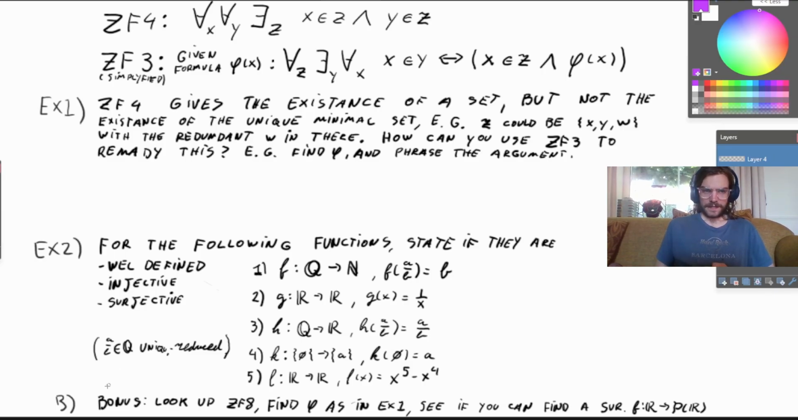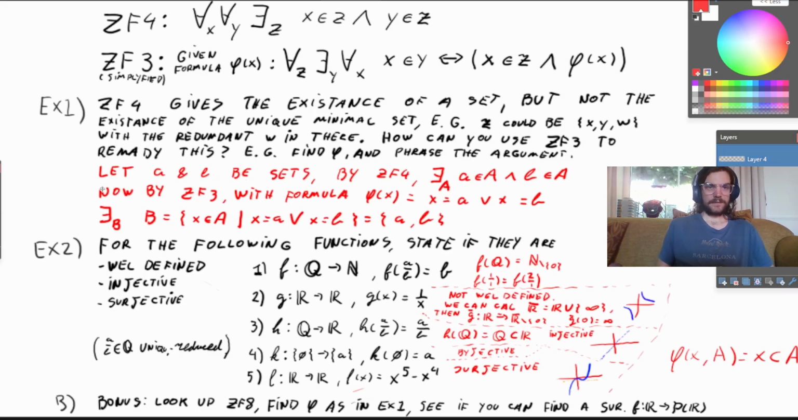Okay. And then I have a bonus exercise, and that one says, first look up ZF8 and find a phi as in exercise 1, because ZF8 also has an existence statement, but not a unique existence. And then once you did that and you find out what the power set is, see if you can find a surjective function from R to the power set of R. Okay, I forgot to say, pause the video. I'll give you the answers in 5, 4, 3, 2, 1.